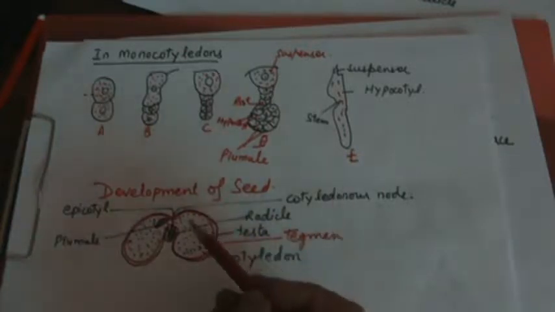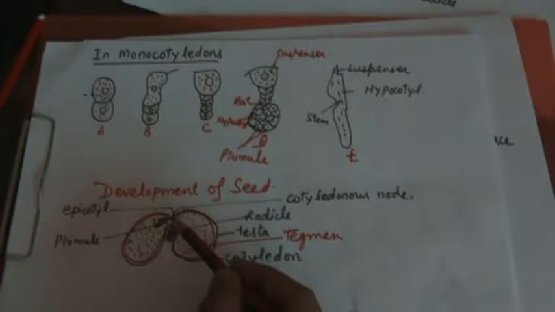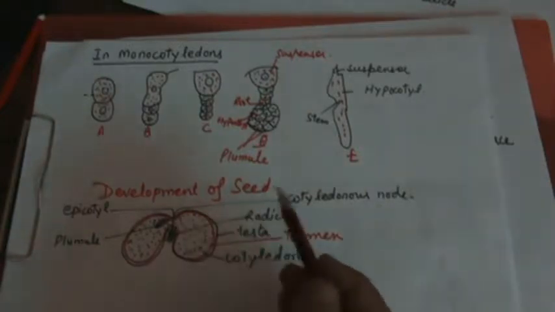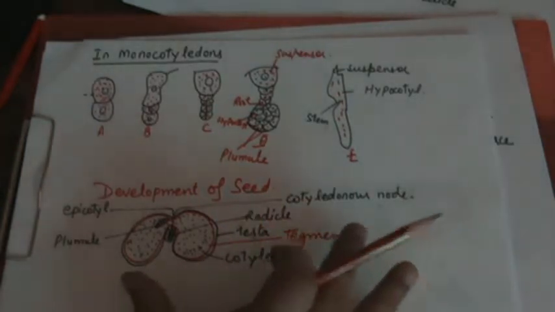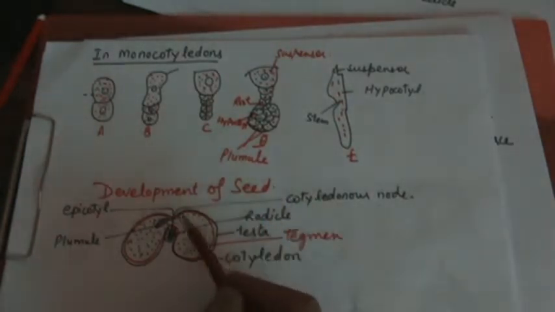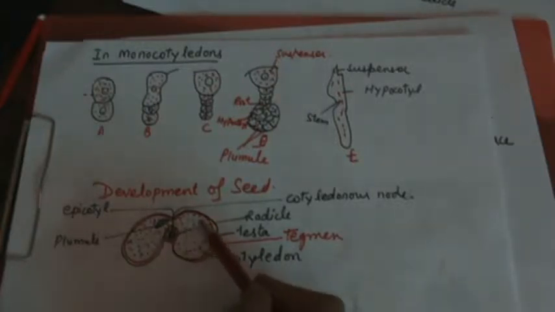Now the micropyle remains in the form of a fine pore on the surface of the seed. Here the fine pore is known as the micropylar end of the seed. The funicle is transformed into the stalk of the seed, and the hilum marks the point of attachment to the stalk. The seed has the cotyledonary node, plumule and radicle. If we open the seed, it looks like this.